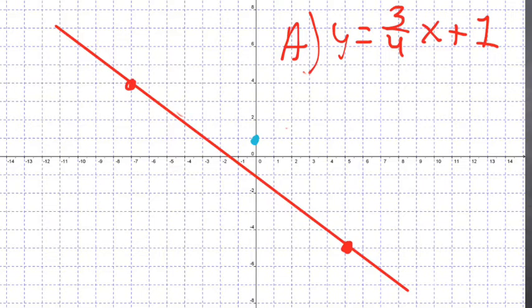By the way, these are the steps that you want to take to graph linear equations. Look at the y-intercept. Boom, 1. What do you do now? Well, they gave us our slope, obviously. They're always going to give you a slope.